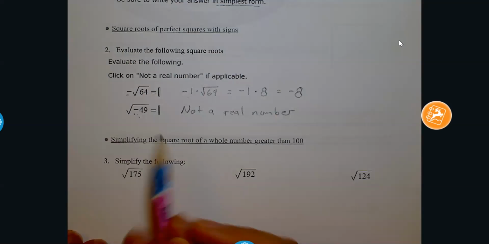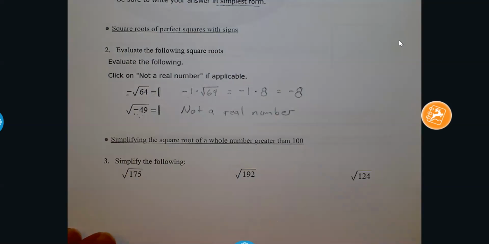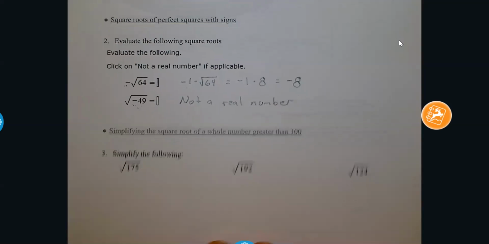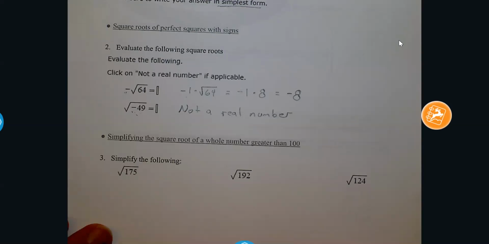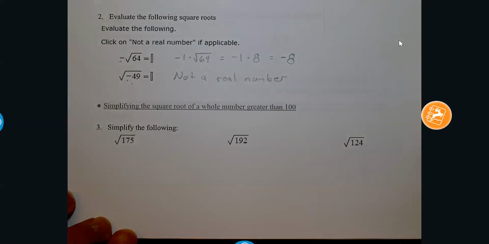Our next topic, simplifying the square root of a whole number greater than 100. If you had a calculator and you did the square root of 175, it would not come out to a nice number because 175 is not a perfect square. So what we have to do is simplify the square root. To me, the easiest way to simplify a square root is to find the largest perfect square that goes into it.